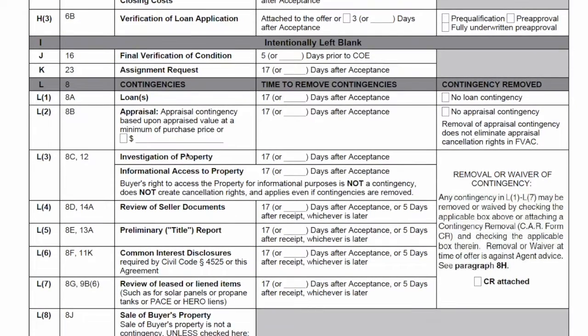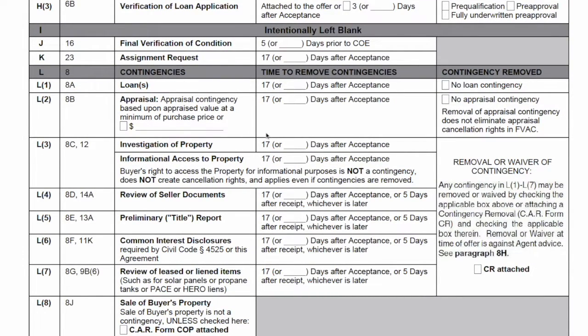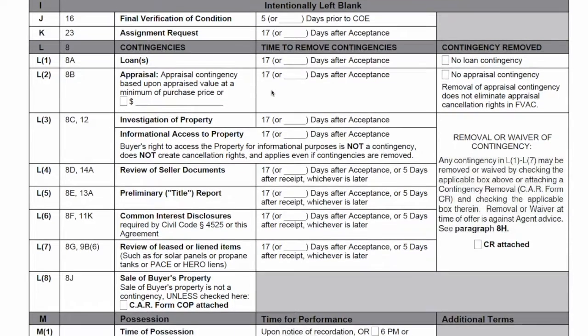Contingencies. Now, the buyer has 17 days by default for all their contingencies. You have a loan and appraisal. And if it's a cash purchase, you can just check these boxes and remove them. No loan, no appraisal contingency, or you can shorten them here. But 17 days is the default.